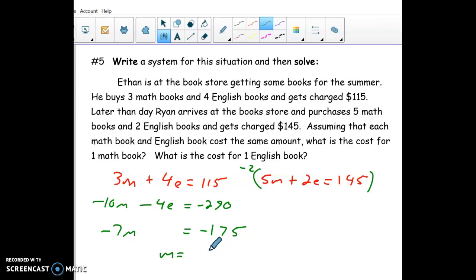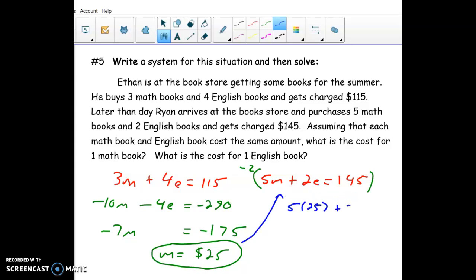Divide by negative 7, and ooh, that's pretty cheap. That's kind of a steal. The math books are only 25 each. It's a pretty good deal. All right, and then we got to find the cost of an English book still, so plug this in. So do 5 times 25 plus 2e equals 145. So multiply those together, you get 125 plus 2e equals 145. Minus 125, so 2e is 20, and then divide by 2 and you get 10.